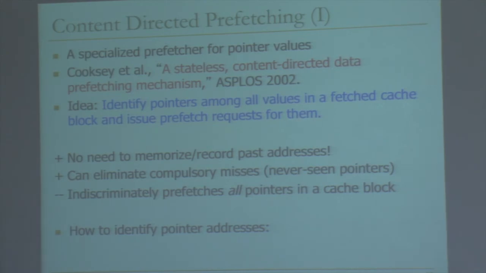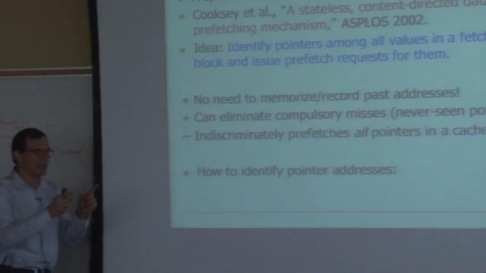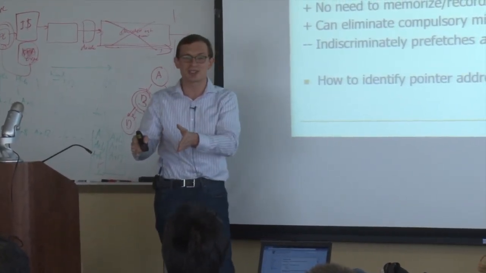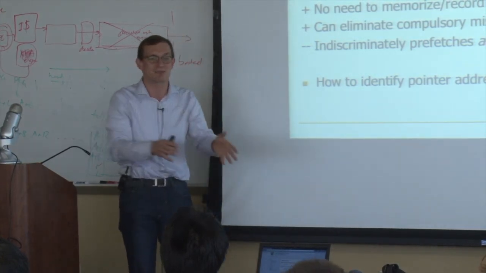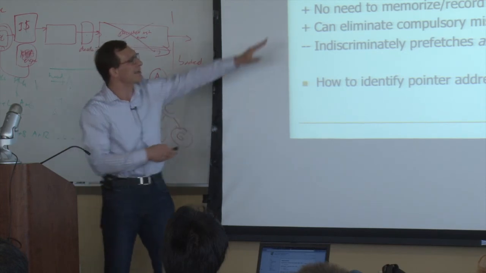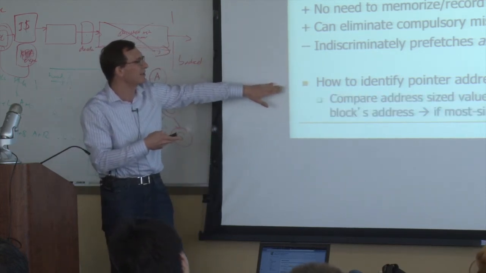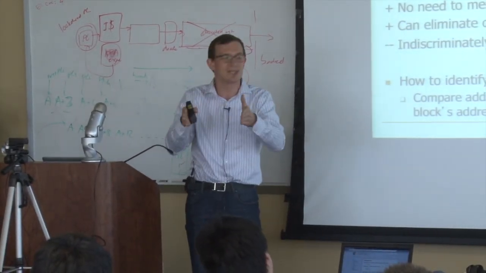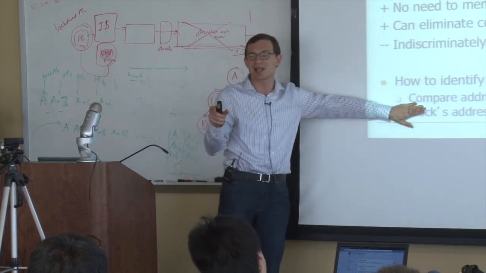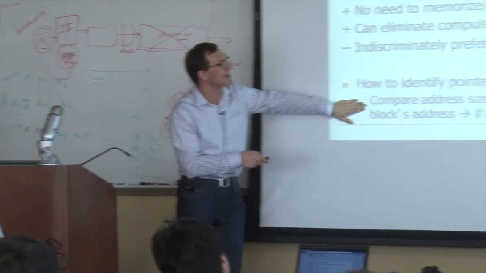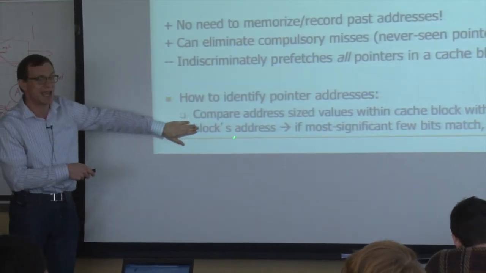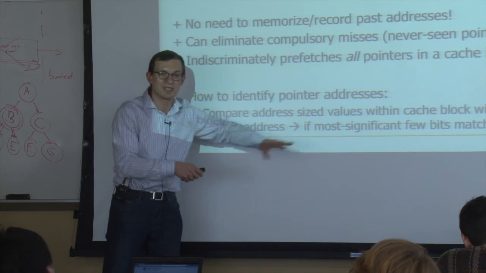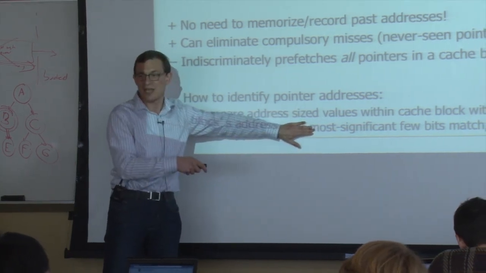Okay. In that lecture, last lecture, I mentioned that if the effective address is very similar to the data value in the top n bits, that means that the data value is likely to be a pointer, right? Because pointers are allocated from the same memory address space. So their top bits are likely to match. And people who developed this idea observed the same thing. Basically, they say if the top n bits of the cache block address match the top n bits of the data value within that cache block, then that data value is likely to be a pointer. Basically, you can compare the address-sized values within a cache block with the cache block's address. And if the most significant few bits, determined empirically, match, then you can declare that a pointer.